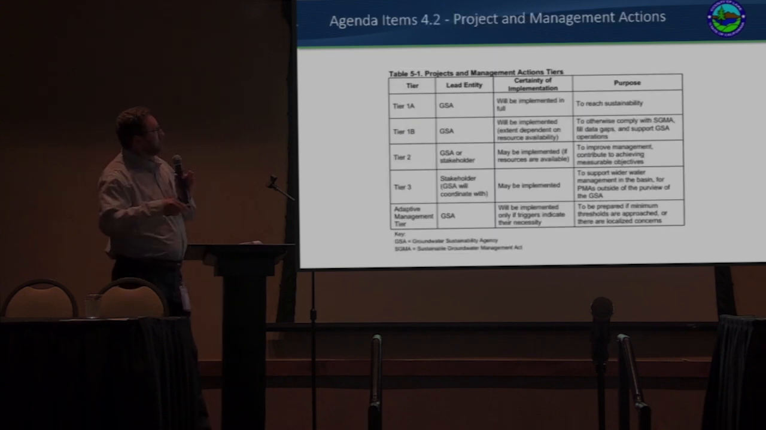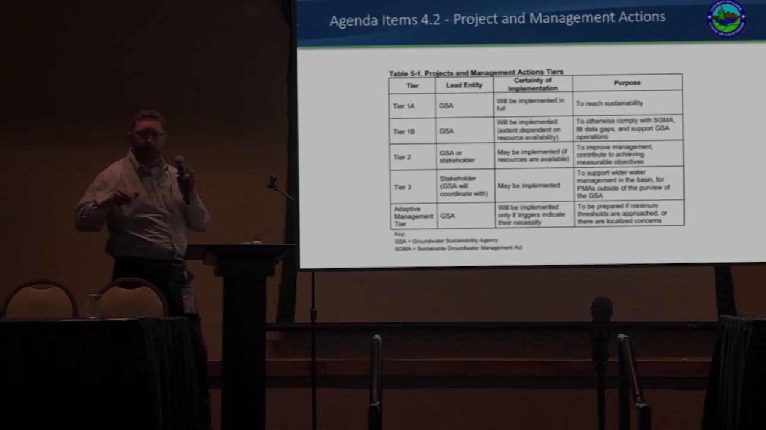So within the GSP, they determined, and this wasn't done by any other GSP throughout California, this was unique to ours, they preemptively determined a tier list of project and management actions for our GSP. Currently, the Big Valley Groundwater Basin is considered to be managed sustainably, so there are no tier 1 management actions.